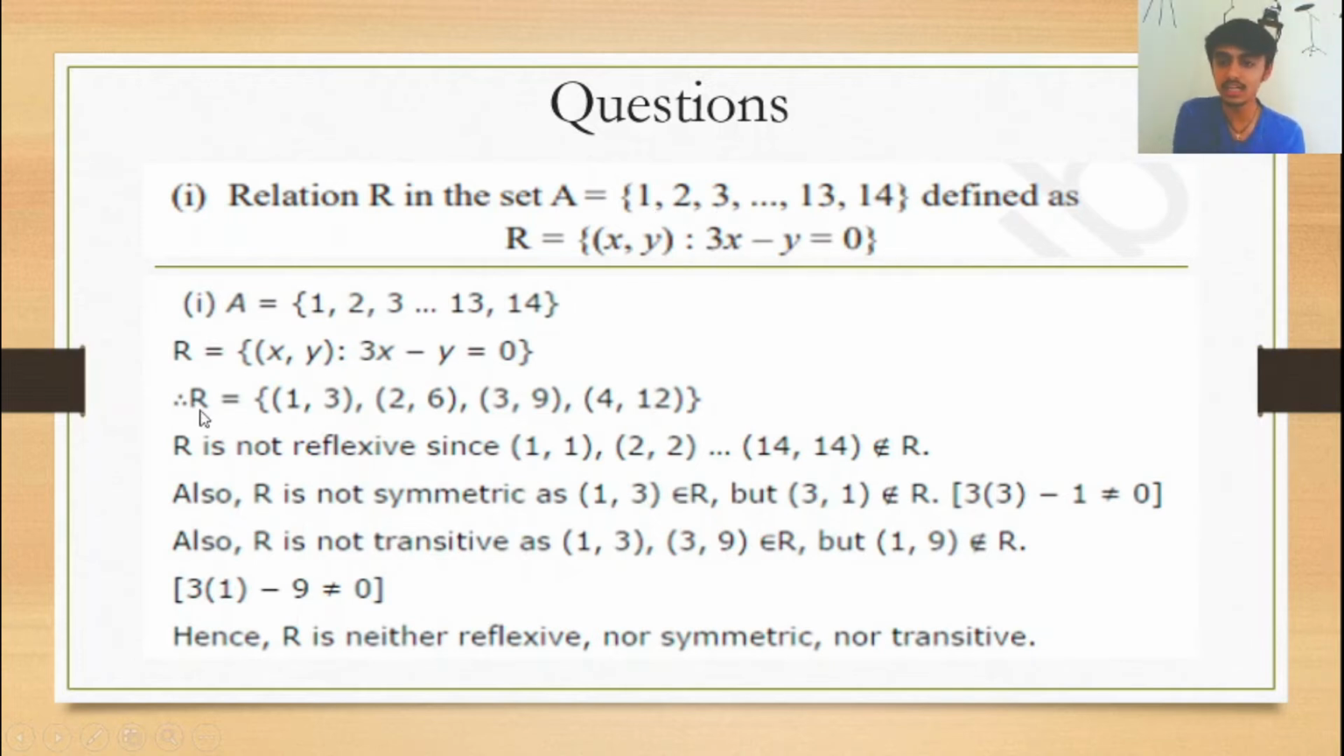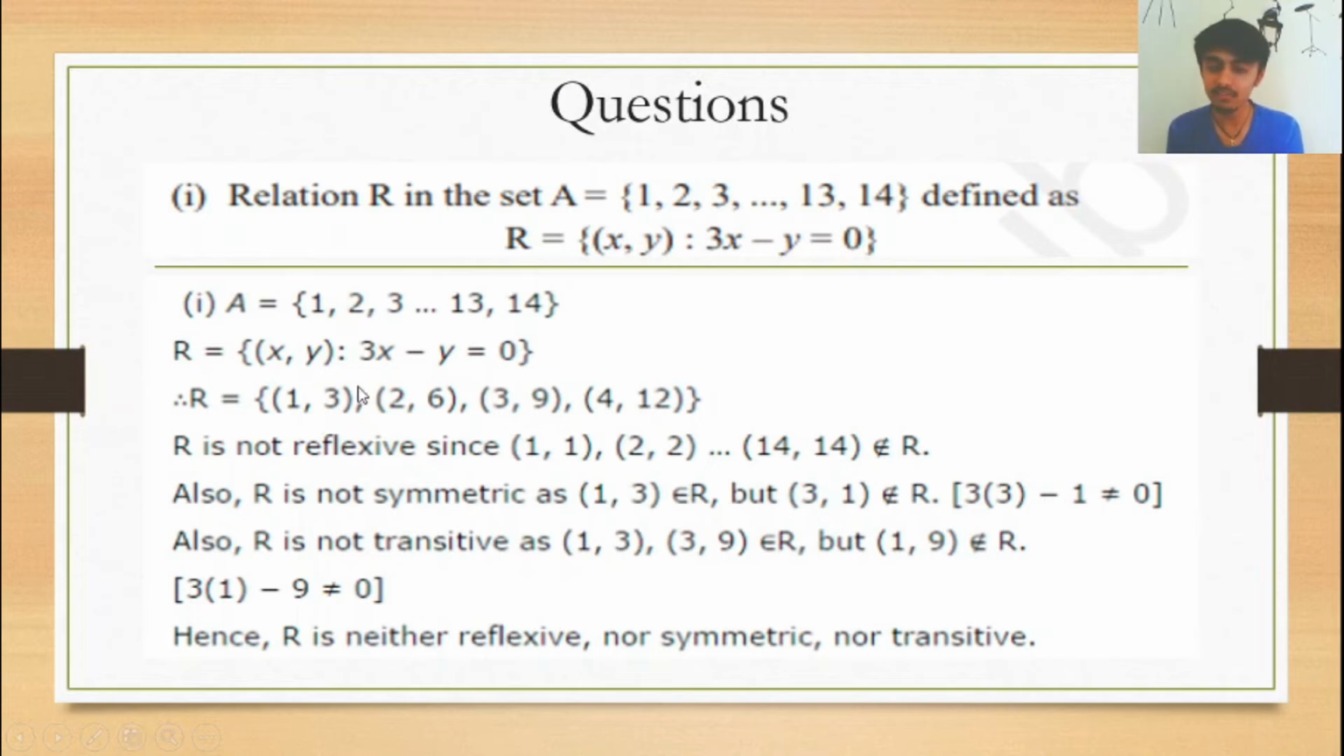So we can say that R equals {(1, 3), (2, 6), (3, 9), (4, 12)}. After that we really can't use x as 5, because if we use x as 5, 5 threes are 15. And 15 is not part of set A. Therefore, we cannot use it. So R represents these 4 values.